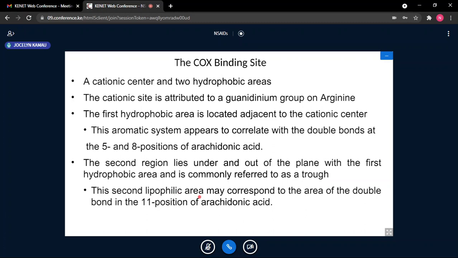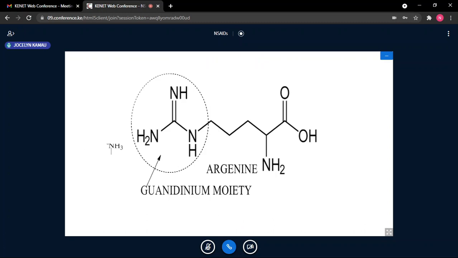The second lipophilic area may correspond to the area of the double bond in position 11 of arachidonic acid. We have discussed everything. I hope in your mind now you can see this arachidonic acid, which has a cationic center, has a hydrophobic group, and then it twists, and it has the second hydrophobic area, which is out of plane with the first hydrophobic for binding, and I have even drawn the guanidinium moiety for you.